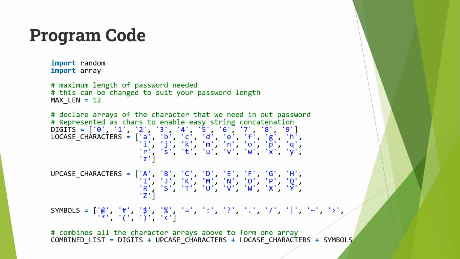Here we have written the program code. Usually in this code we first import the required libraries, like random, and set the maximum length of the password, which is 12. This can be changed; we can change the maximum length to 10 or 20 according to our wish. We should also declare all the characters that we need in our password.